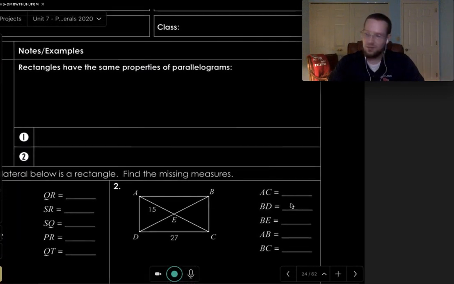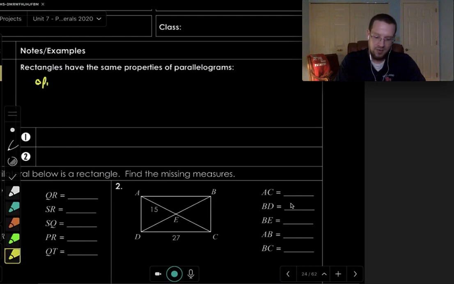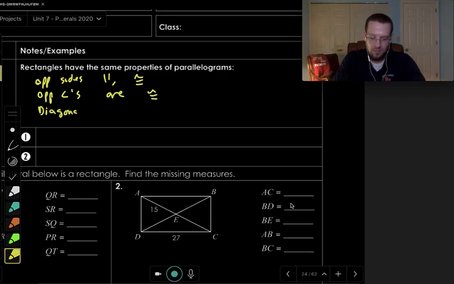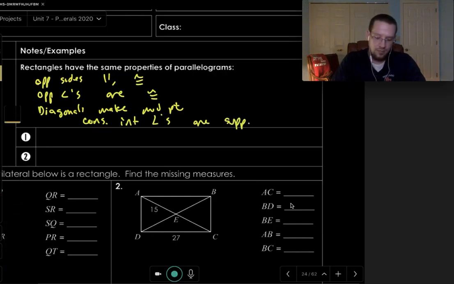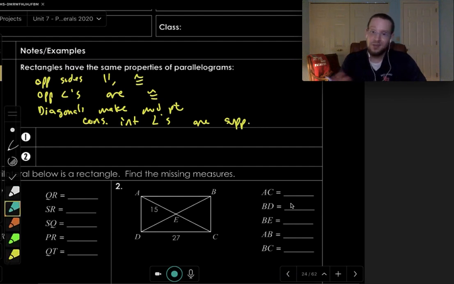Rectangles have all the properties of parallelograms. So, opposite sides are parallel and congruent. We know that opposite angles are congruent. We know that diagonals make a midpoint. And we know that the consecutive interior angles are supplementary. So here's our plus 2.